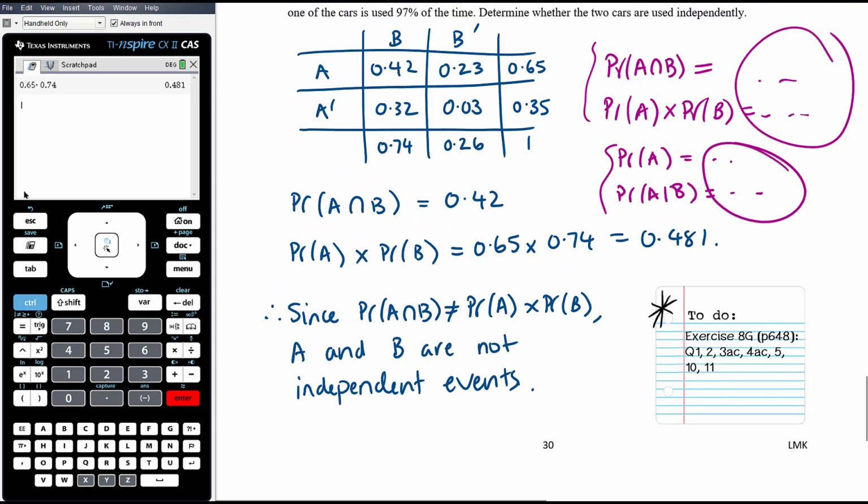Okay, so the work today, and this is the end of the work for probability, is from exercise 8G in your textbook.